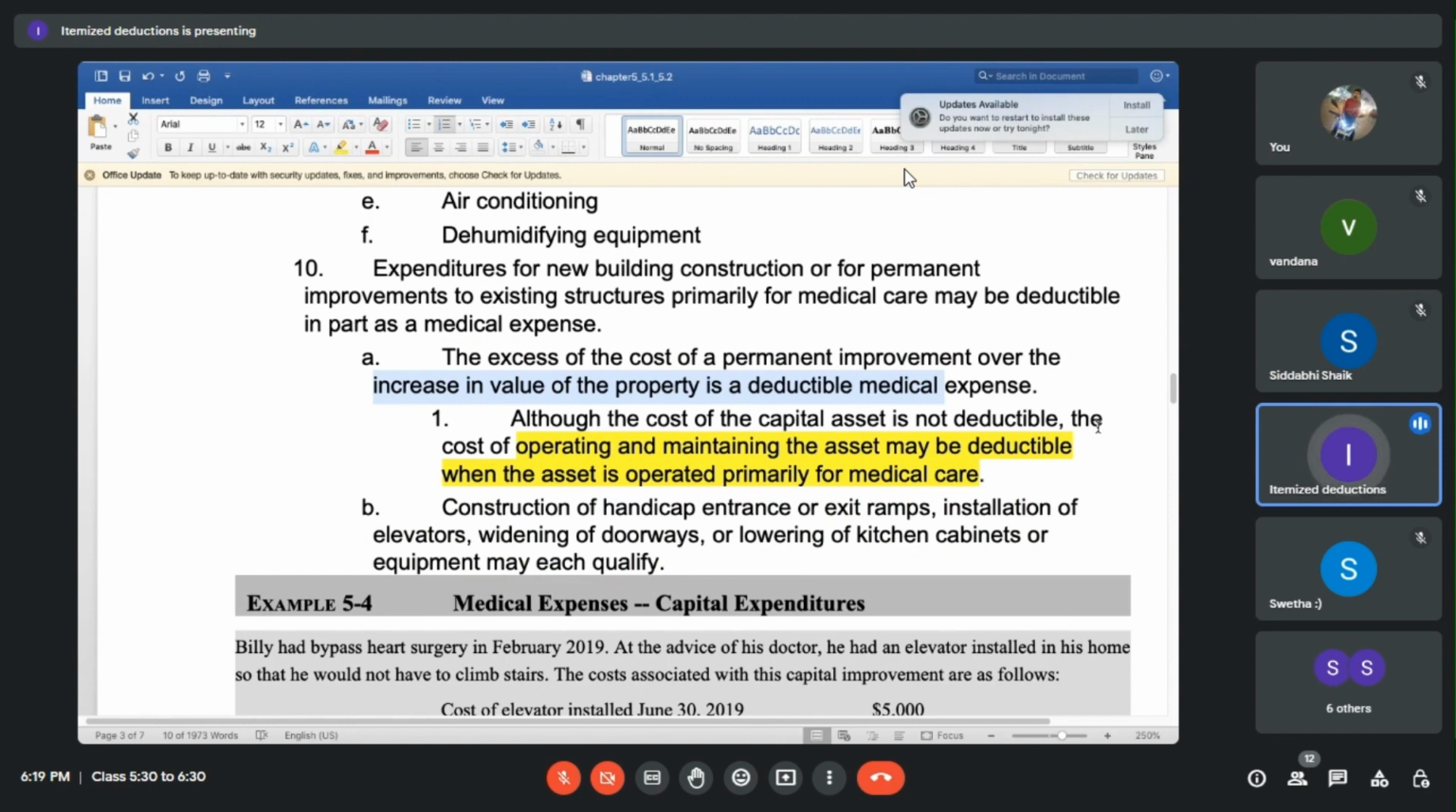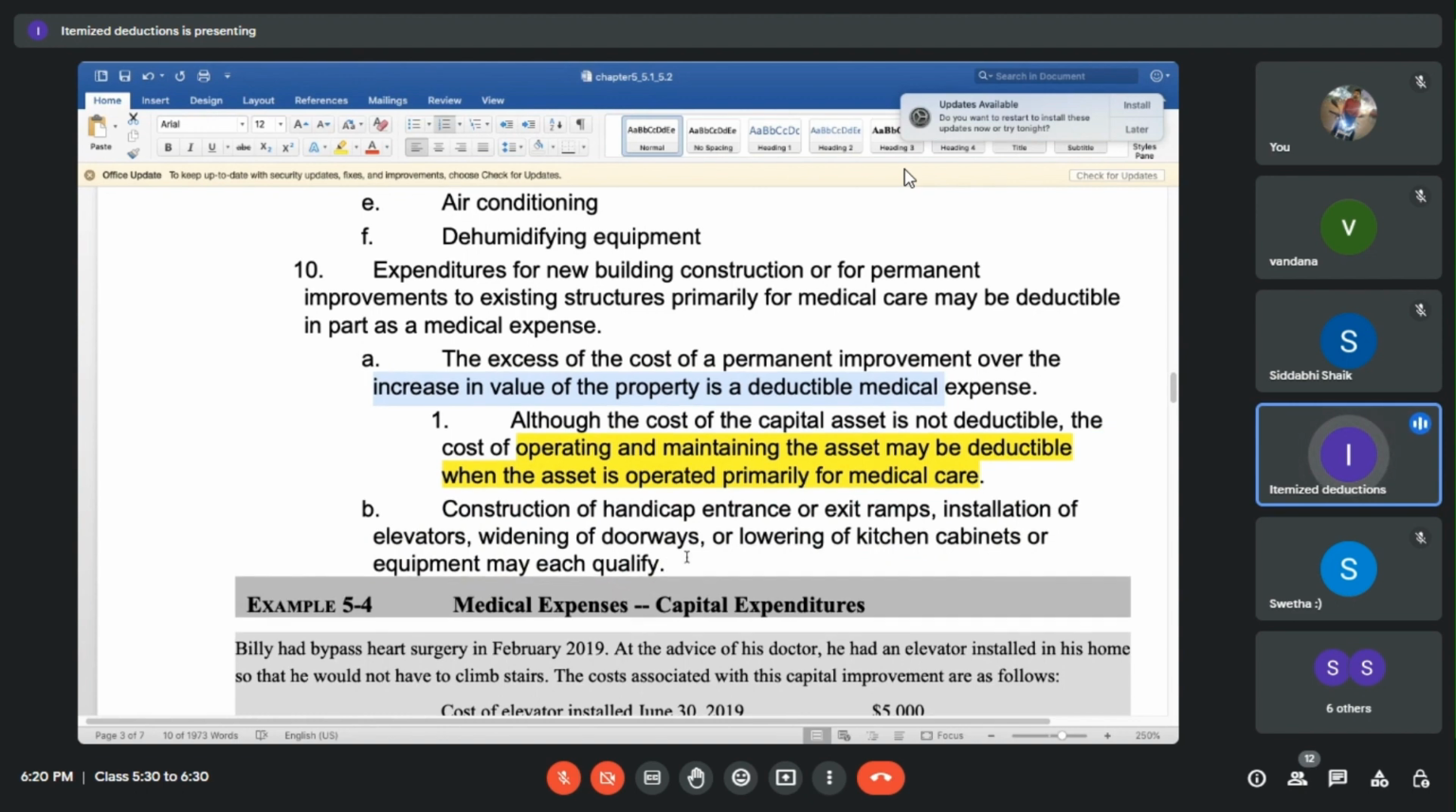So the value is also increased. So IRS is saying, well, you're putting in all these expenses, and obviously the value of your house is also increased. So whenever you sell off the house, you will get more money. But if you are putting in more expenses than the increase in value, then we'll give you a benefit of that. We'll go through one of the examples that will make it clear.